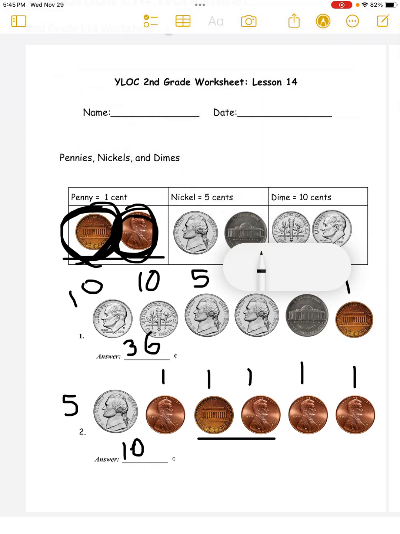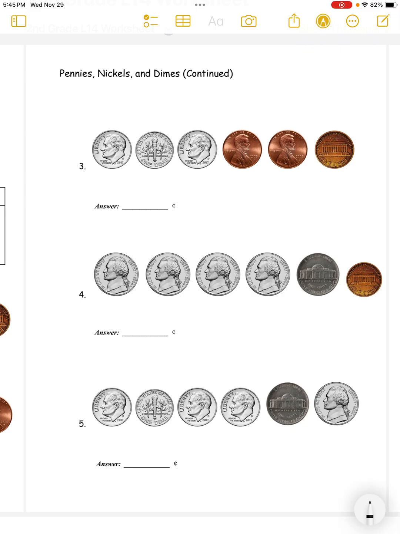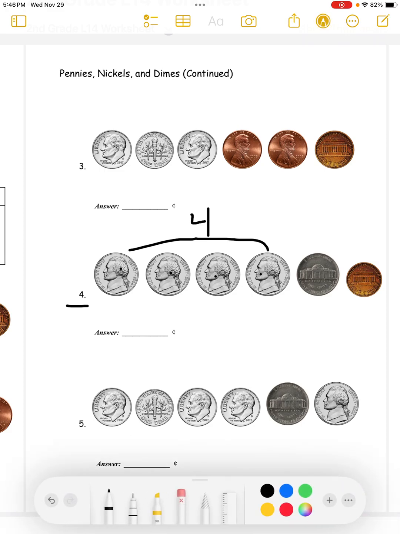Moving on to the next page. Pennies, nickels, and dimes continued. Let's answer question number 4. There now is 1, 2, 3, 4 nickels. So we could just write down 4. But if it helps you to visualize it more, you could write down that too. Or you could write down there is 4 nickels.